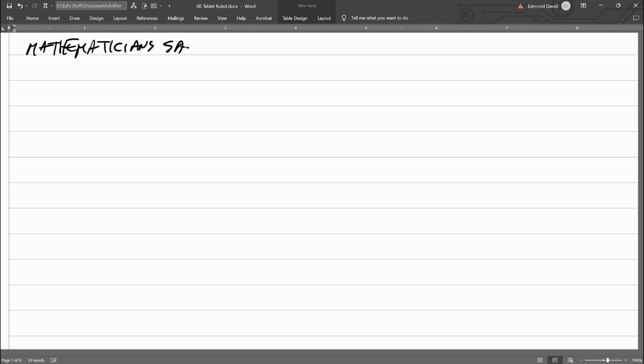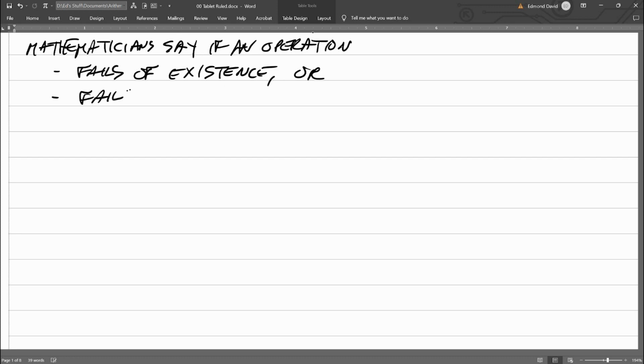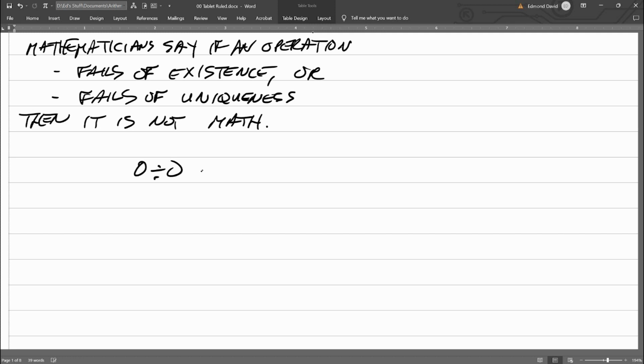Mathematicians say it like this. If an operation fails of existence or fails of uniqueness, then the operation is not mathematical. Dividing by 0 fails of uniqueness. Therefore, we cannot divide 0 by 0.